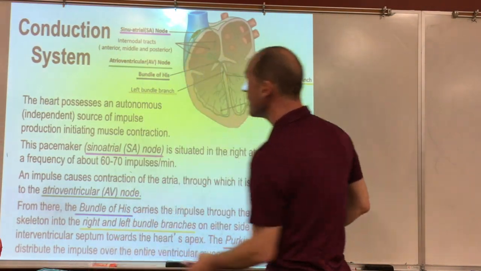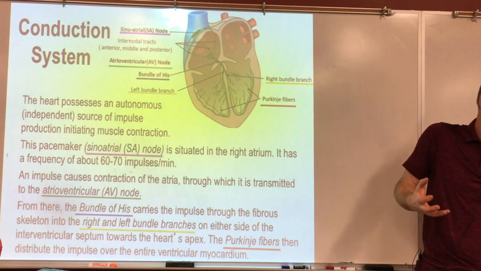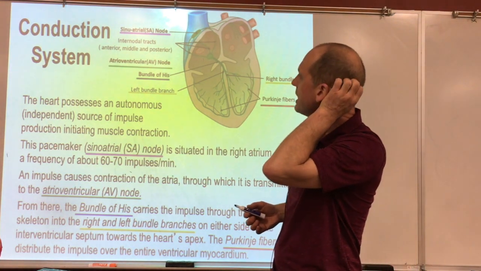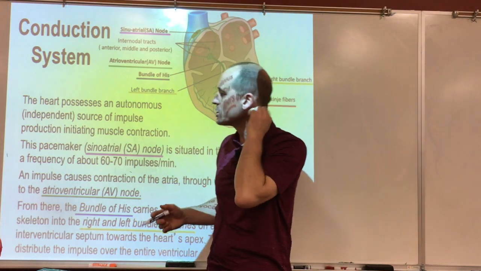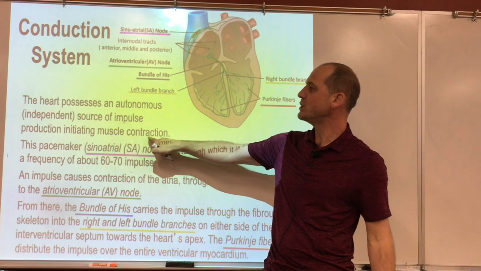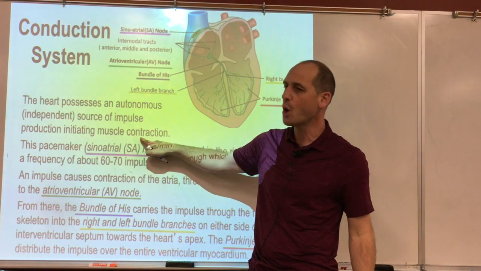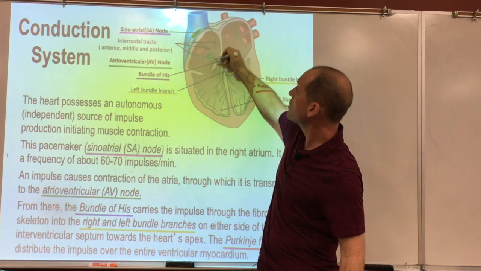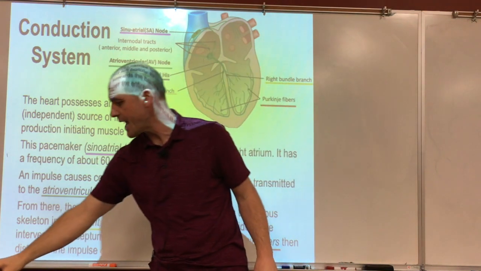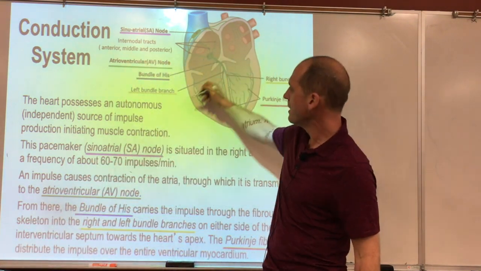Well, the next thing we have to talk about is, how does the heart muscle contract? The heart muscle is kind of interesting. It has its own source of impulse production, initiating a muscle contraction. So it has its own nervous system. On top here, it has what's known as a sinoatrial node, an SA node.